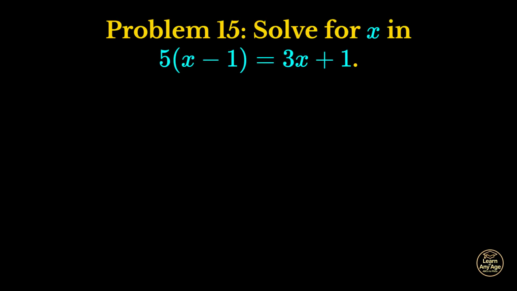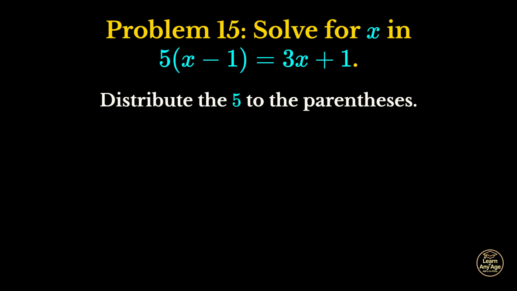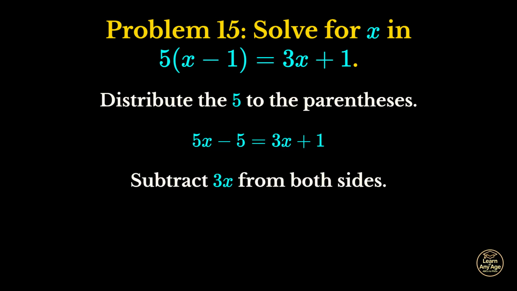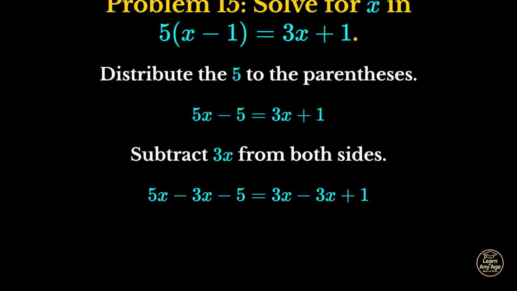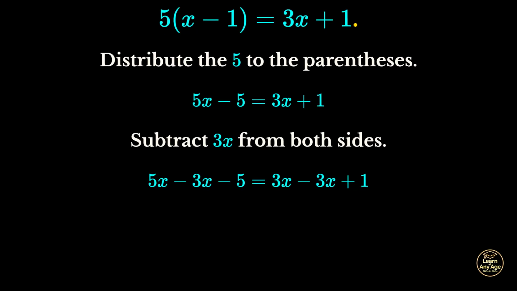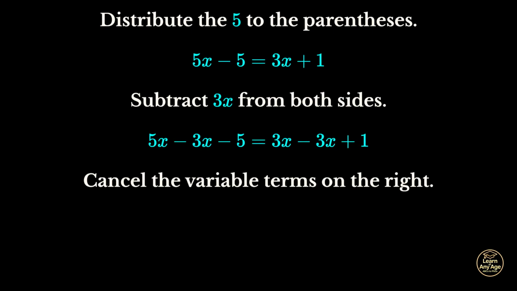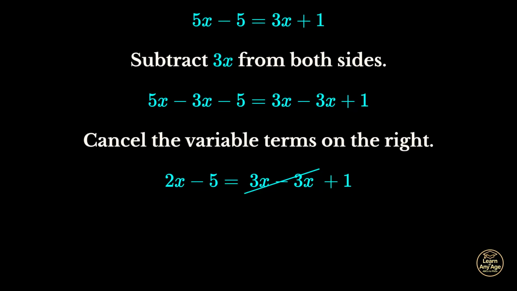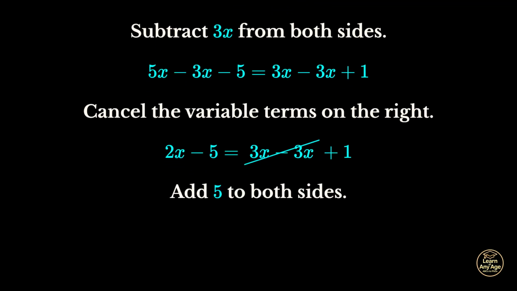Problem 15. Solve for x in 5(x minus 1) equals 3x plus 1. Distribute the 5 to the parentheses. 5x minus 5 equals 3x plus 1. Subtract 3x from both sides. 5x minus 3x minus 5 equals 3x minus 3x plus 1. Cancel the variable terms on the right. 2x minus 5 equals 3x minus 3x cancelled out plus 1.